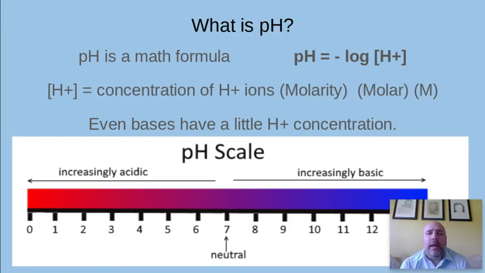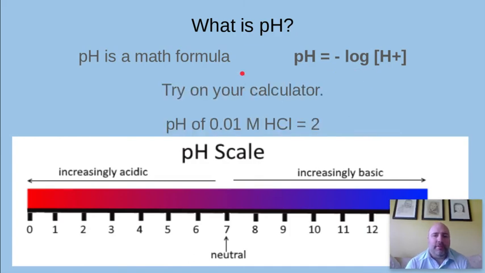Okay? Now, if this is confusing, if you ever had to do a homework problem, you literally just hit the negative button on your calculator, you hit the logarithm button on your calculator, and then you hit the molarity that will be given to you. It's pretty straightforward. We can practice it on your calculator. Try this. Try if you can take the pH of an acid called hydrochloric acid with the molarity of 0.01. If you want to try on your calculator, hit negative, hit log, and hit 0.01, hit the equal button, and see if you get the answer of 2.